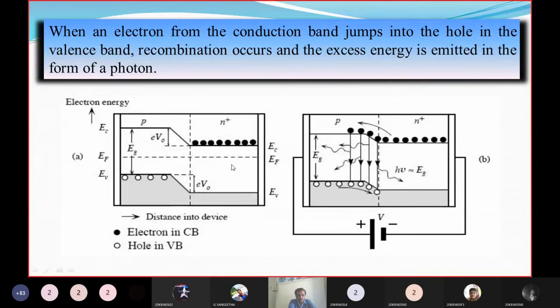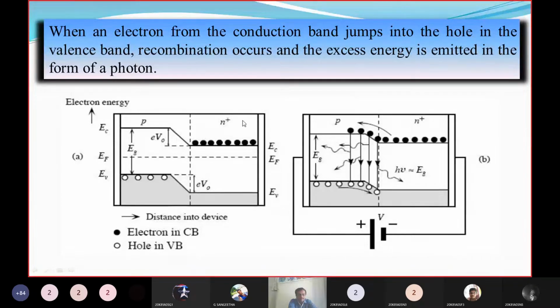Okay, so in the case of the P region, what are the majority charge carriers? Holes are the majority charge carriers. Those holes will occupy the valence band. Similarly, in the N region, electrons are the majority charge carriers. Those electrons occupy the conduction band in the N region.